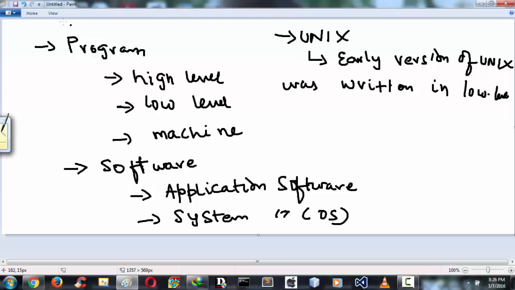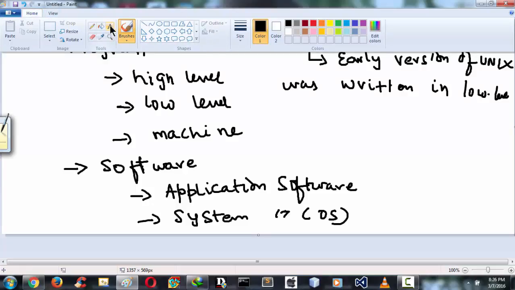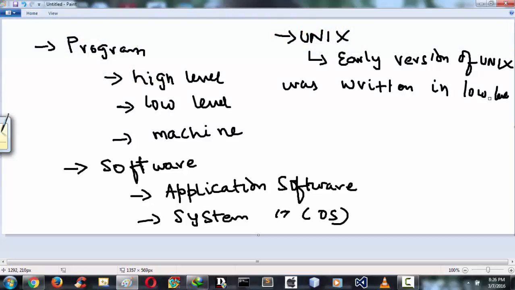Oh my god, I am ruining my handwriting like anything. You must excuse me for all this bad and ugly stuff here.